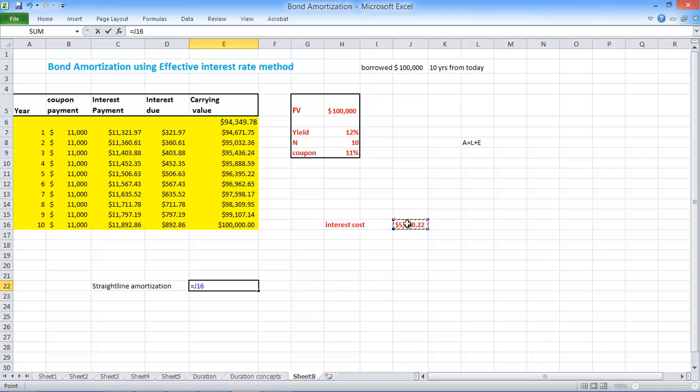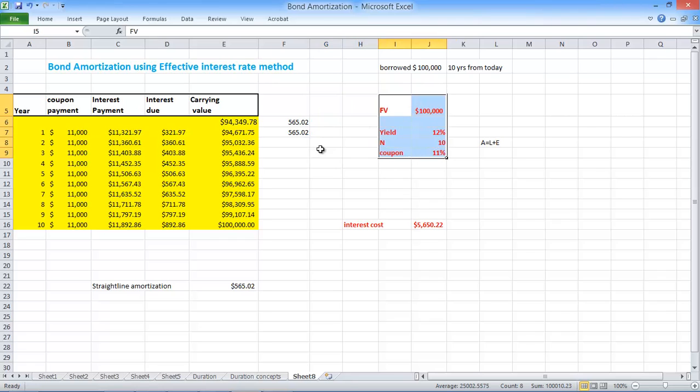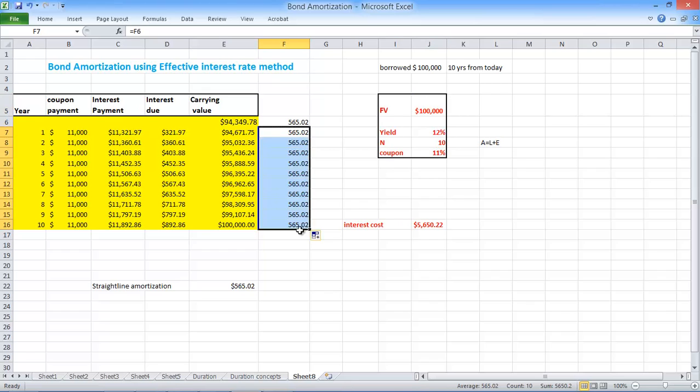What you do is you take your interest cost and divide it by the number of years, which is 10. It's going to give you 565.02. So you're going to have this in straight line amortization. This is your interest expense. And you see this is different from what we have.